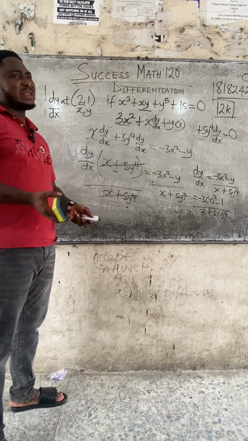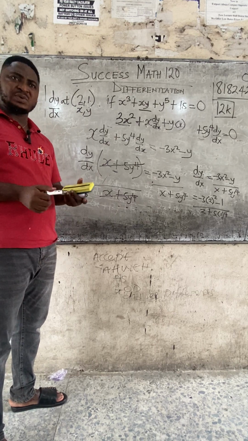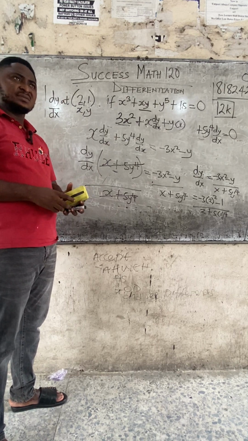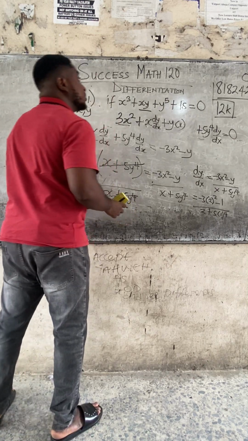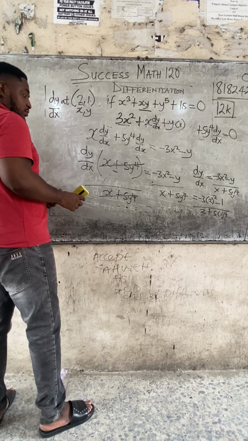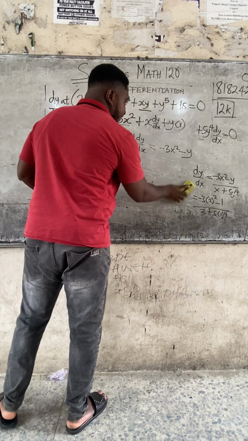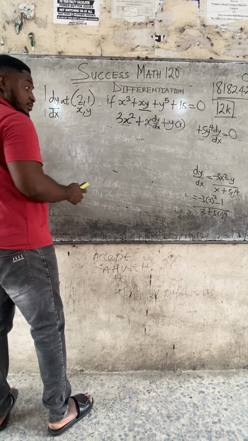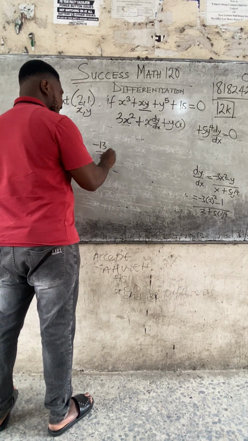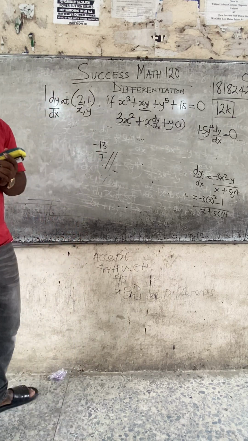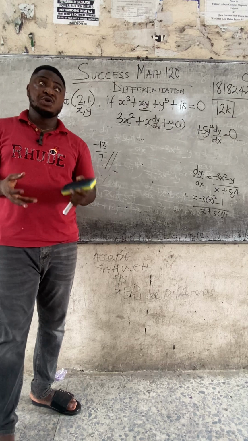If they bring limit, I've taught limits now. Limit is simple. Limit is what? Class, so we have solved this. Now, what is the final answer? After doing everything, minus 13 over something. Nice. Class, this is implicit differentiation.